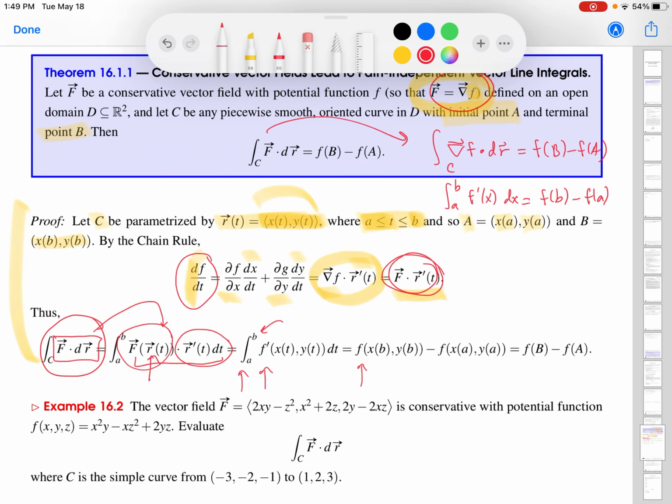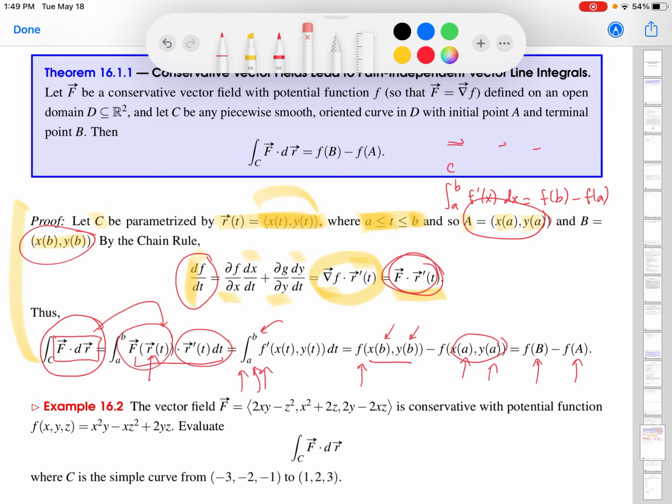And then we plug in for t equals b first, and that gives us x of b, y of b. Subtract, plug in for t equals a, which gives us x of a, y of a. And this x of b, y of b is what we called point B. So that gives us f of capital B. And x of a, y of a was what we called point A. That gives us f of capital A. Okay, so that is a run-through of the proof of this theorem.